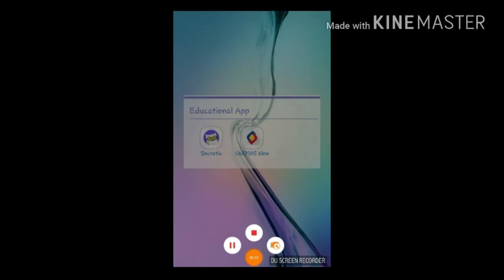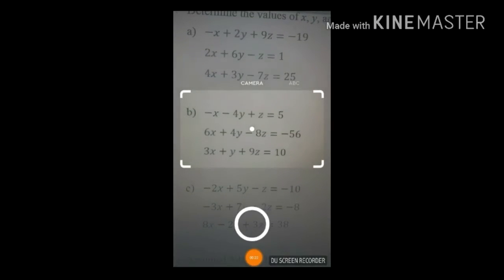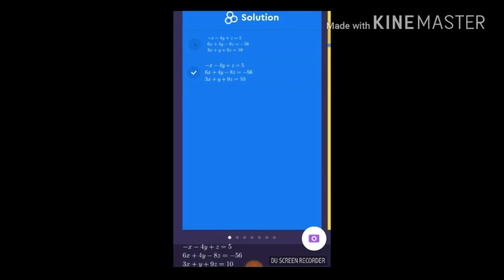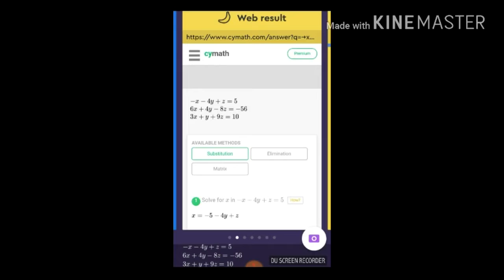The first application that we are going to review is Socratic. This application can help students to do their homework by just taking a picture of the problems or questions, and then the artificial intelligence of the application will give you the answers and solution for it. For example, I'm going to take this math question and take a picture of it, crop, click the search button, and wait for the application or the artificial intelligence to give you the answers.